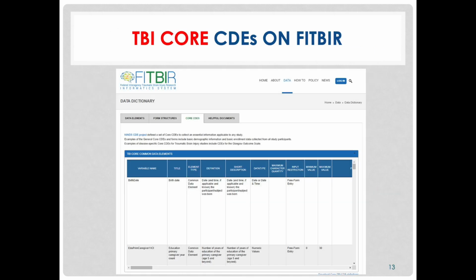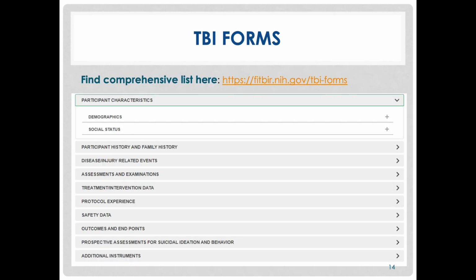TBI core CDEs on FITBIR. NINDS CDE project defined a set of core CDEs to collect essential information applicable to any study. Examples of the general core CDEs and forms include basic demographic information and enrollment data collected from all study participants. Examples of disease-specific core CDEs for traumatic brain injury studies include the CDEs for the Glasgow Outcome Scale. On the FITBIR website, there's a list of TBI forms that study teams are expected to use for data submissions.